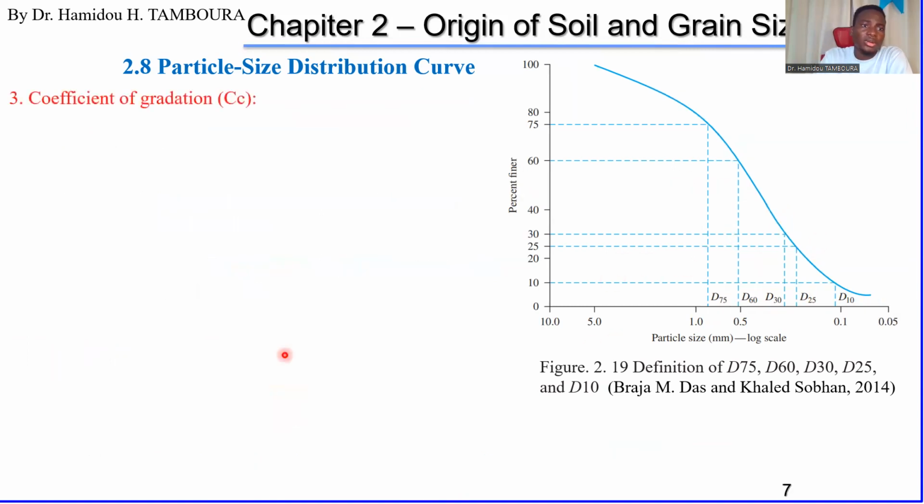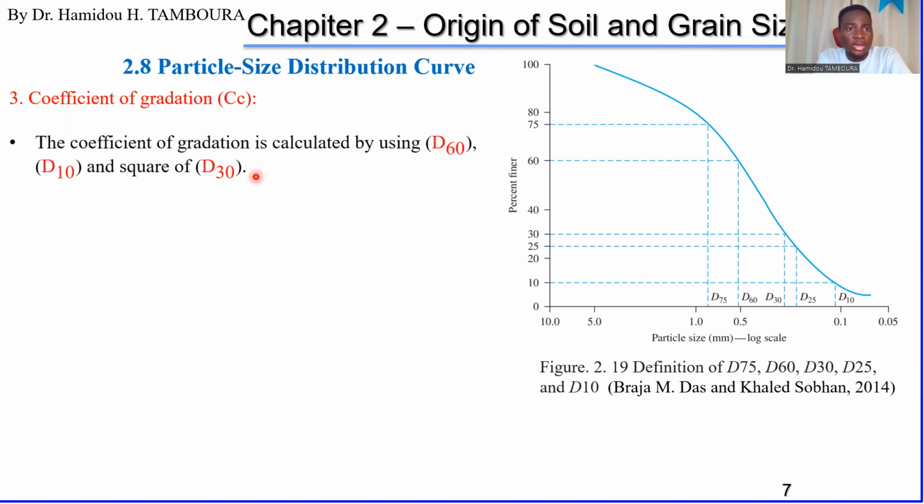Number 3 now, we can also get the coefficient of gradation. Gradation means whether the curve is well graded or badly graded. We will talk about this later. But it tells us whether the curve is long or going vertical. How vertical is this curve? This coefficient is telling us that.